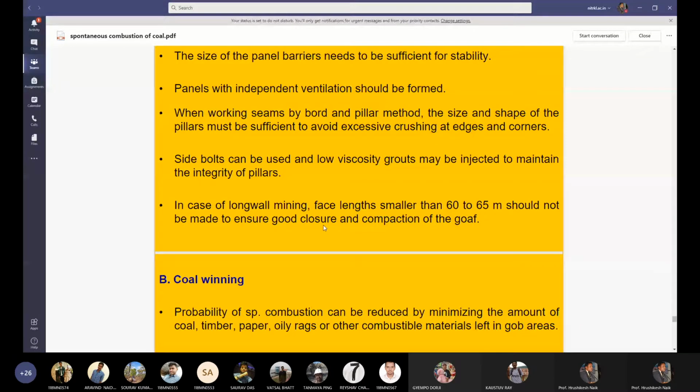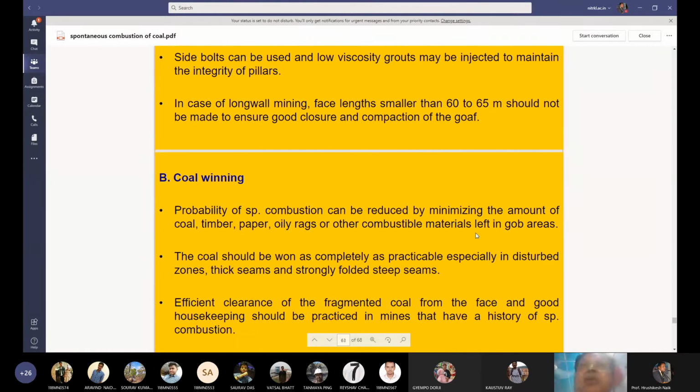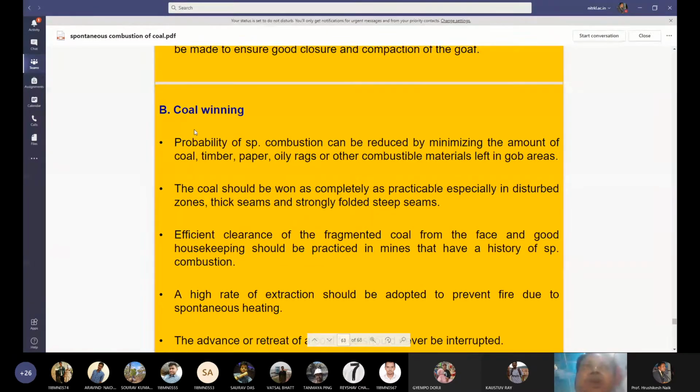In case of longwall mining, face lengths smaller than 60 to 65 meters should not be made, to ensure good closure and compaction of the coal.